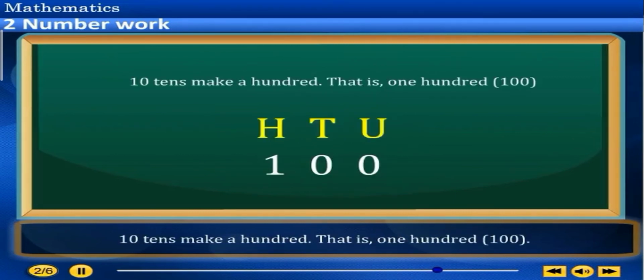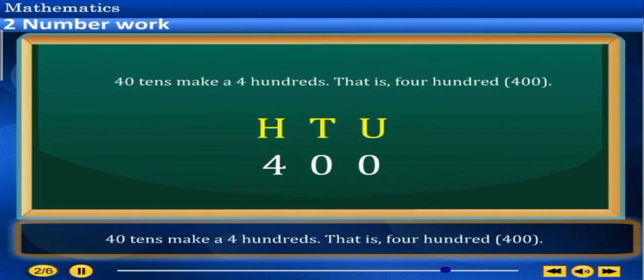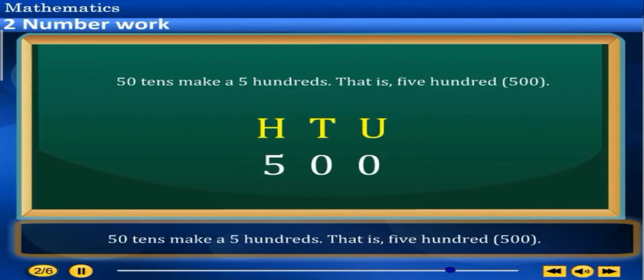10 tens make 100, that is 100. 20 tens make a 200, that is 200. 40 tens make 400, that is 400. 50 tens make a 500, that is 500.